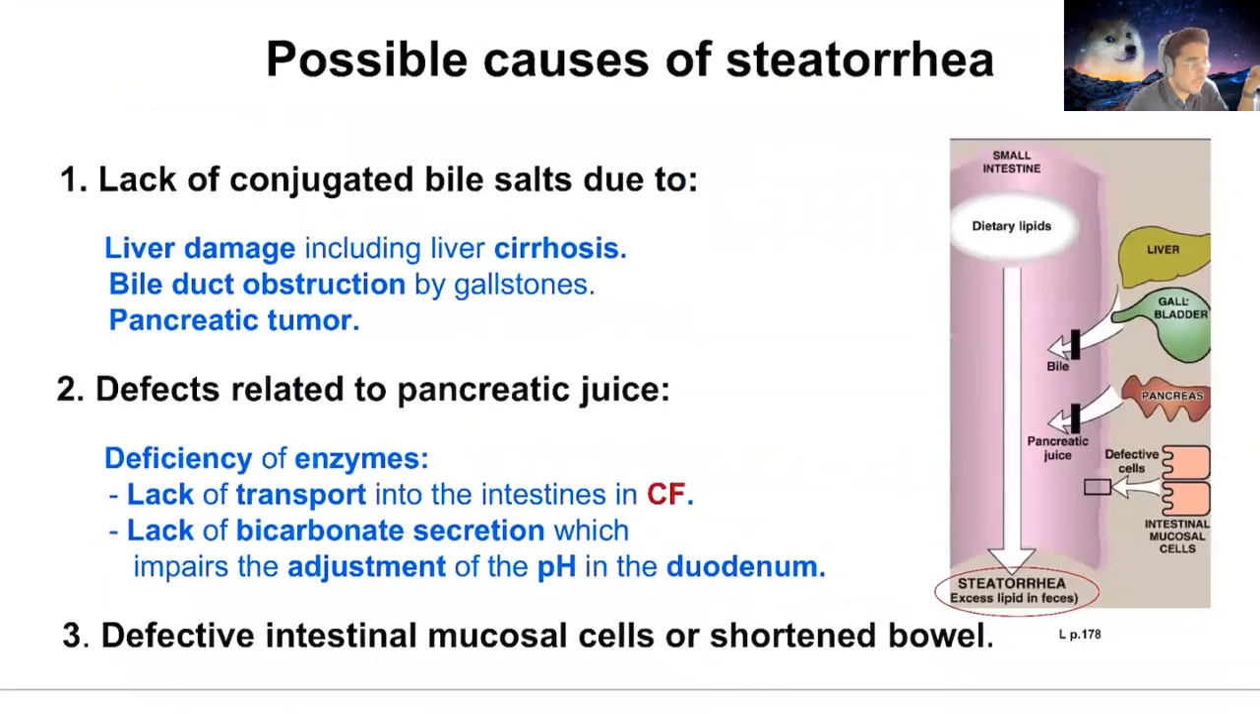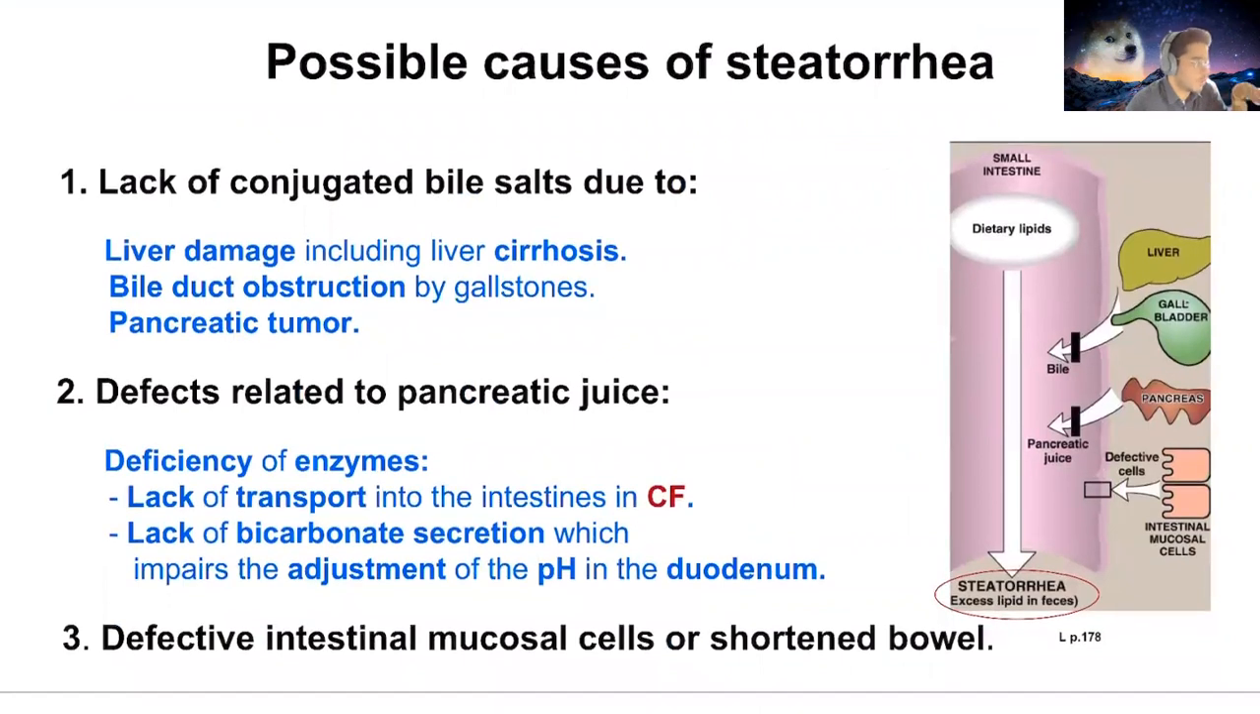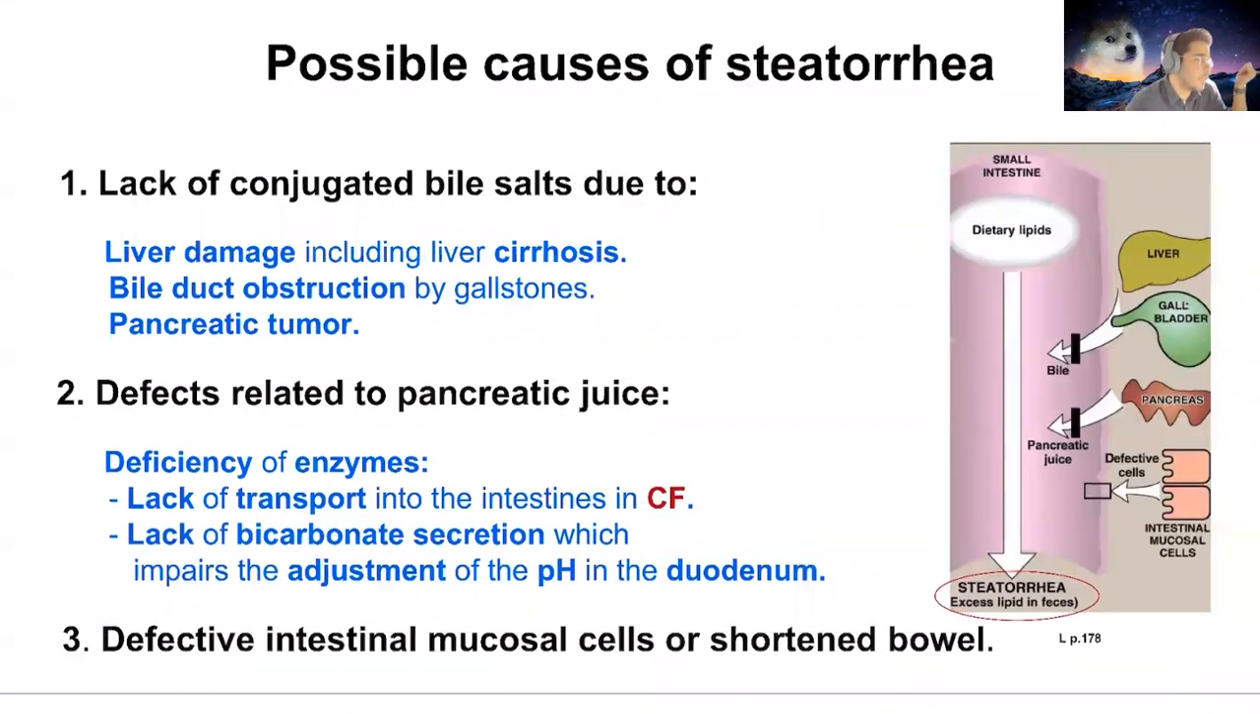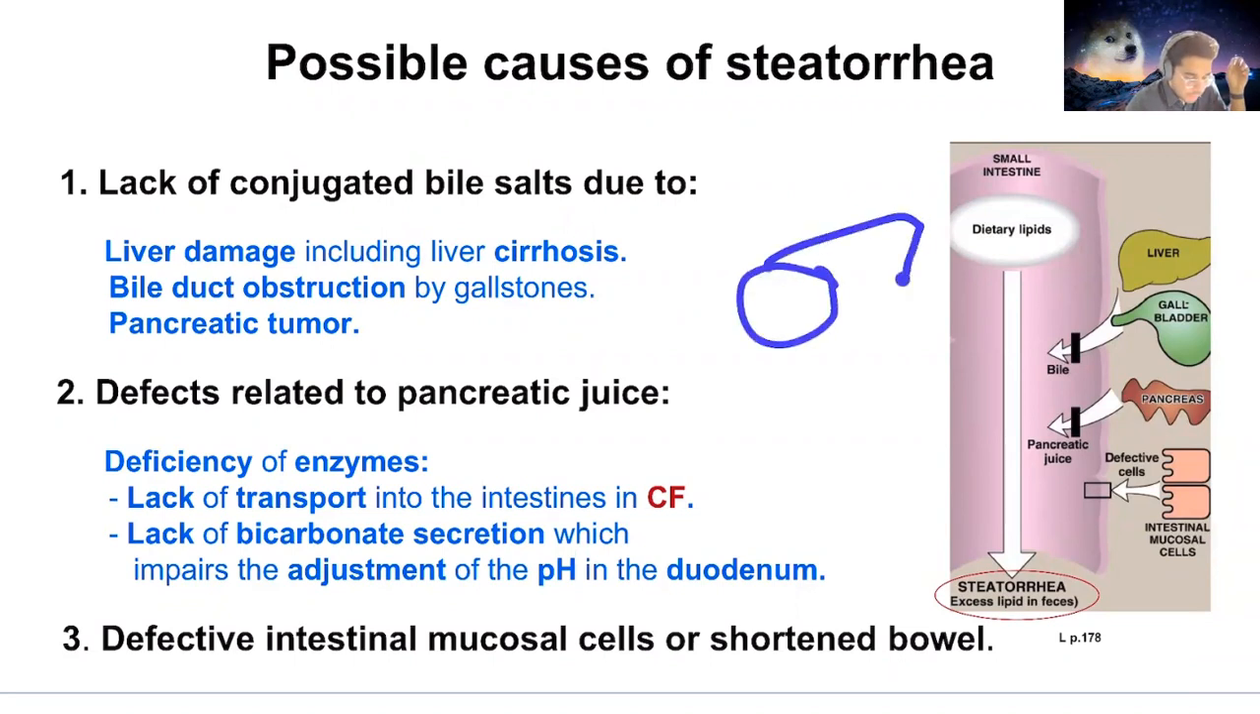Possible causes of steatorrhea, guys, you guys know this very much. So now you have liver damage, because remember cholesterol is converted into these bile salts at the liver. Bile ducts get obstructed via gallstones, cholestasis, or pancreatic tumor. What happens with the pancreatic tumor is that you have a ductal blockage of the pancreatic head, right? So that doesn't allow your common bile duct to drain out. So it's once again a mechanical blockage.